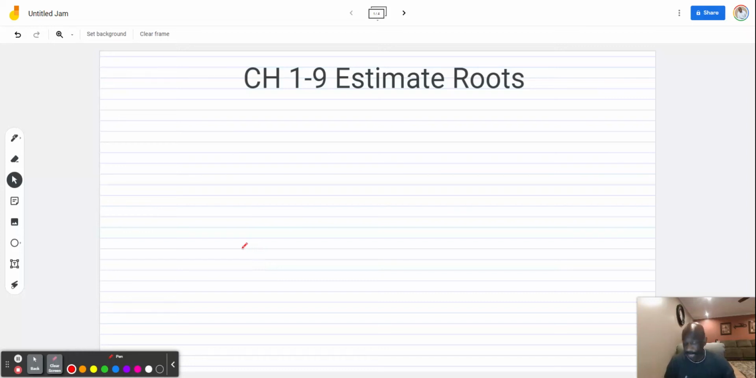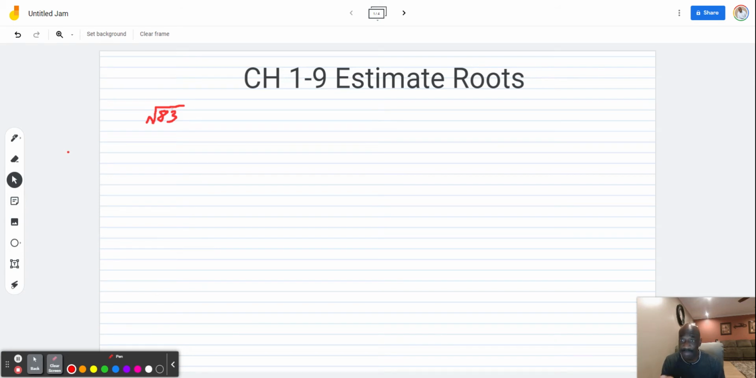All right. So we're going to look at chapter 1-9 on estimating roots. Let's look at this. Let's say you have an exam and they're asking you to estimate the square root of 83 to the nearest integer. And many times when you take an exam, you have to do this without a calculator.